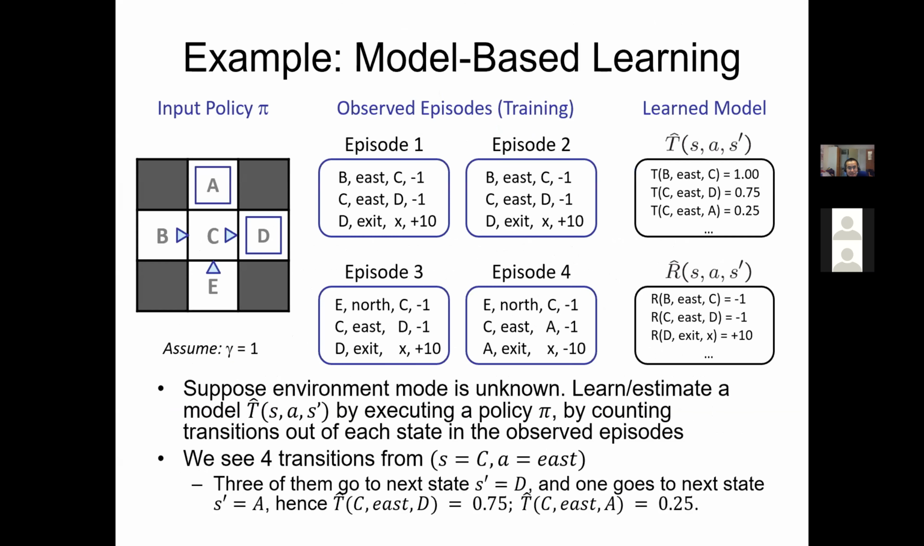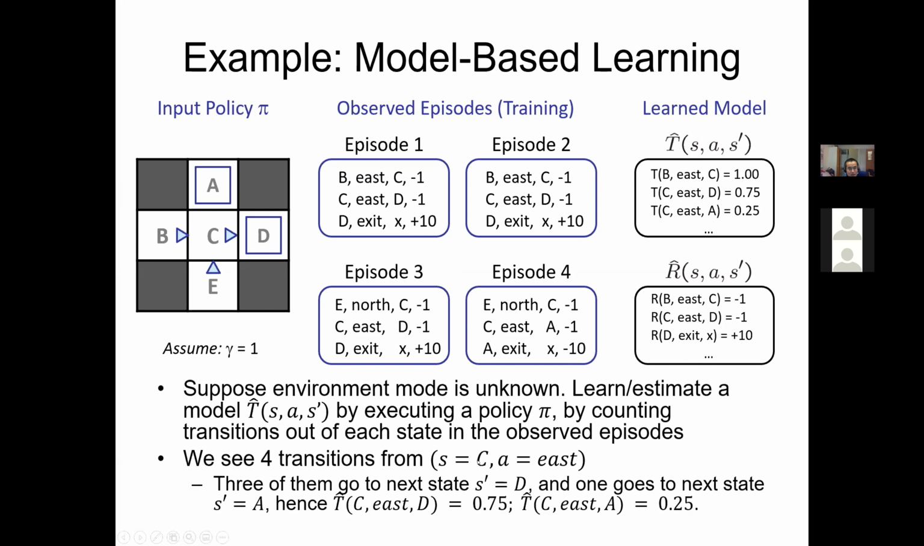So for model-based learning, let's say we have run 4 episodes: B, C, D; B, C, D; E, C, D; and E, C, A. Suppose we don't know the environment model. We don't know if it's deterministic or stochastic. We don't know anything. So we're trying to learn a model by executing the policy pi, by counting the transitions out of each state in the observed episodes.